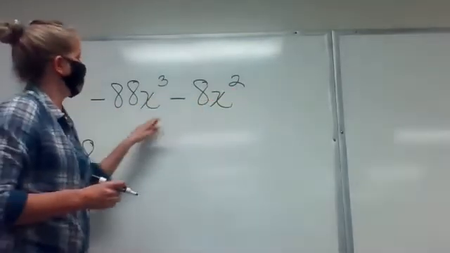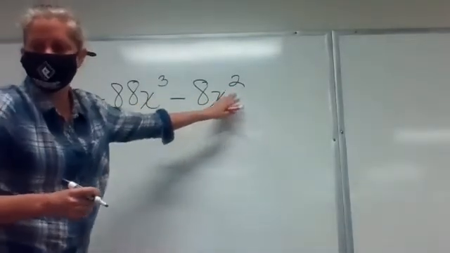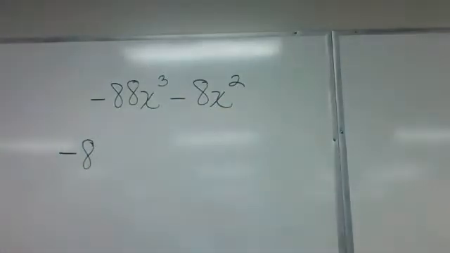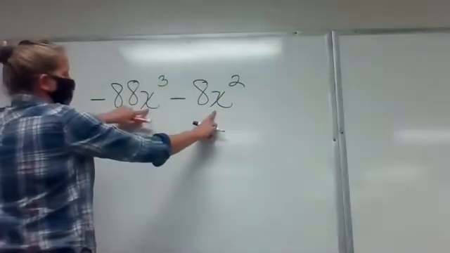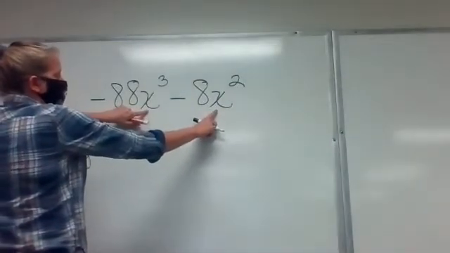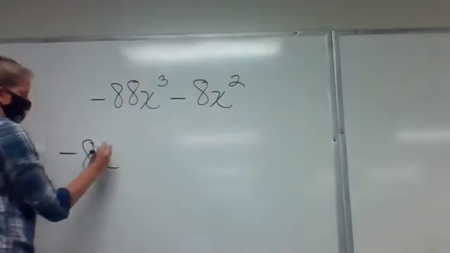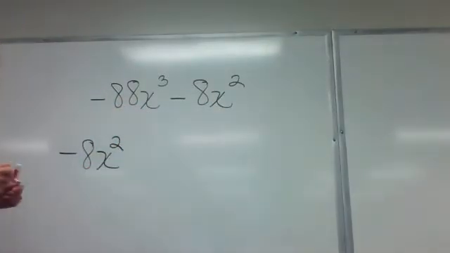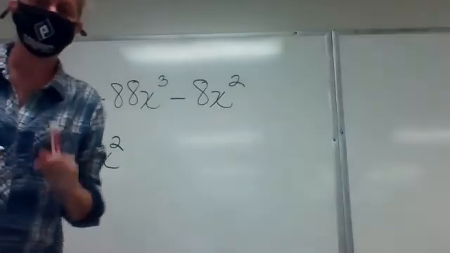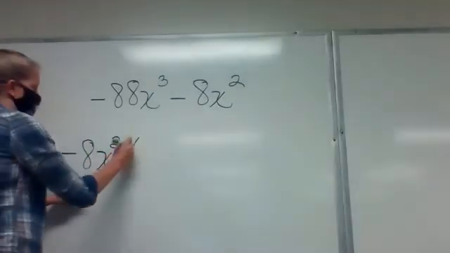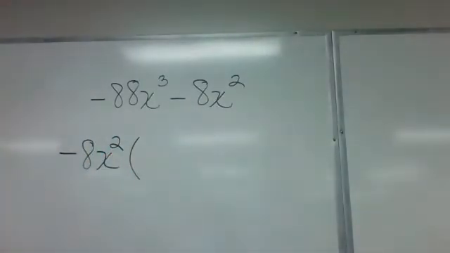Here are my x's. I've got x to the 3rd and x squared. So if I pull these out, how much of this can I pull out? I've got x to the 3rd and x squared, which means I can pull out x squared, right? That's the smallest exponent. So here's what I pulled out. Let's see what is left.